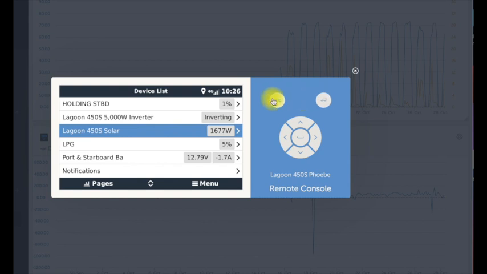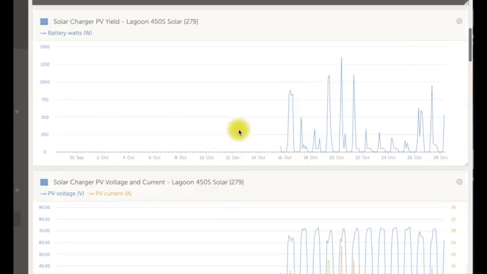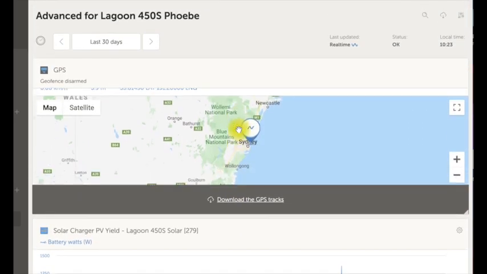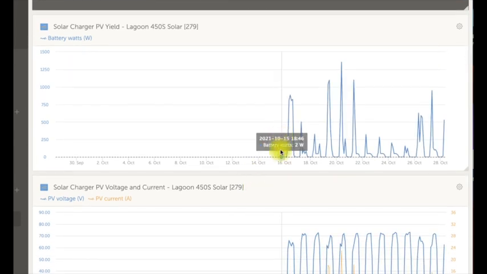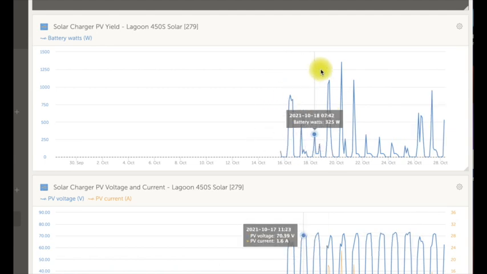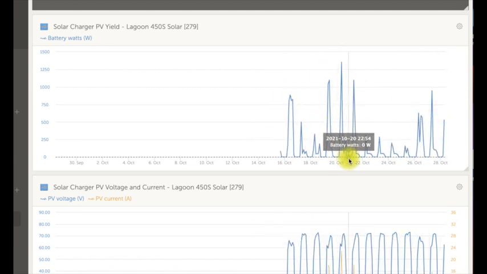Now, let's just have a look at the history here. Close that down. And this is a 30-day history. That's where the boat is right now. We won't go there for privacy reasons. And this is since it was commissioned back on the 15th of October. And there's the solar performance there.